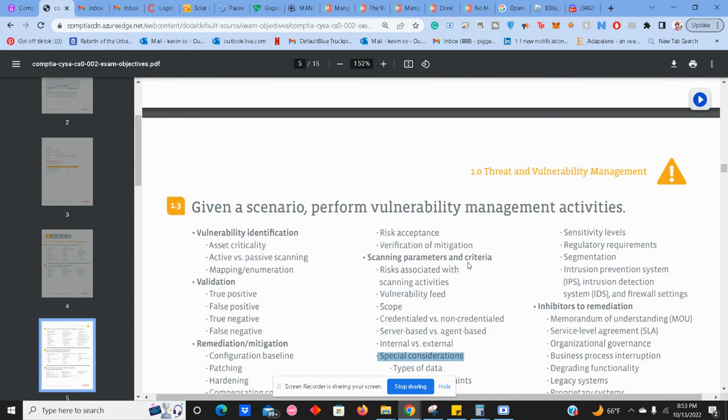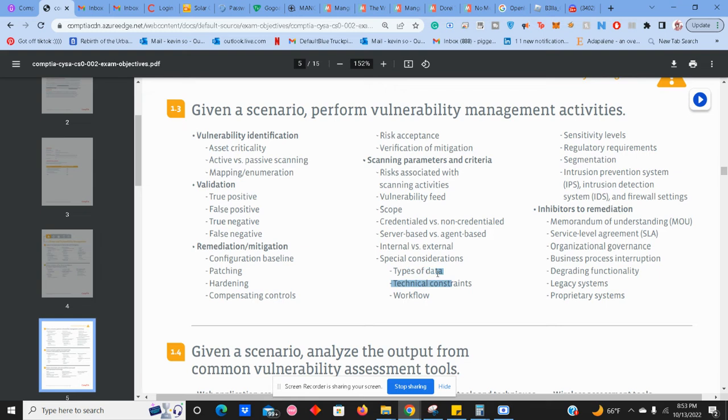And for special considerations, we have to look at what type of data we're going to be scanning. Is it private data? Is it PII data? Which one's more important? We have to take priorities. We need to look at the technical constraints and the workflows, sensitivity level, IPS. Okay, so moving on.